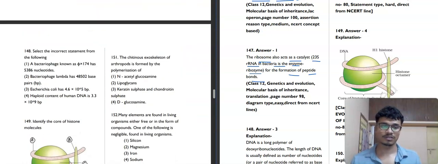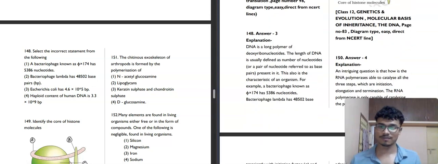I will move towards the next question, question number 148. It is saying to select the incorrect statement from the following. Okay, we will select. Surely a bacteriophage known as phi, this symbol is phi. So phi 174 has 5386 nucleotides. Is it correct? Do you think? Yes, it is correct. Then bacteriophage lambda has 48,502 base pairs. It is also correct.